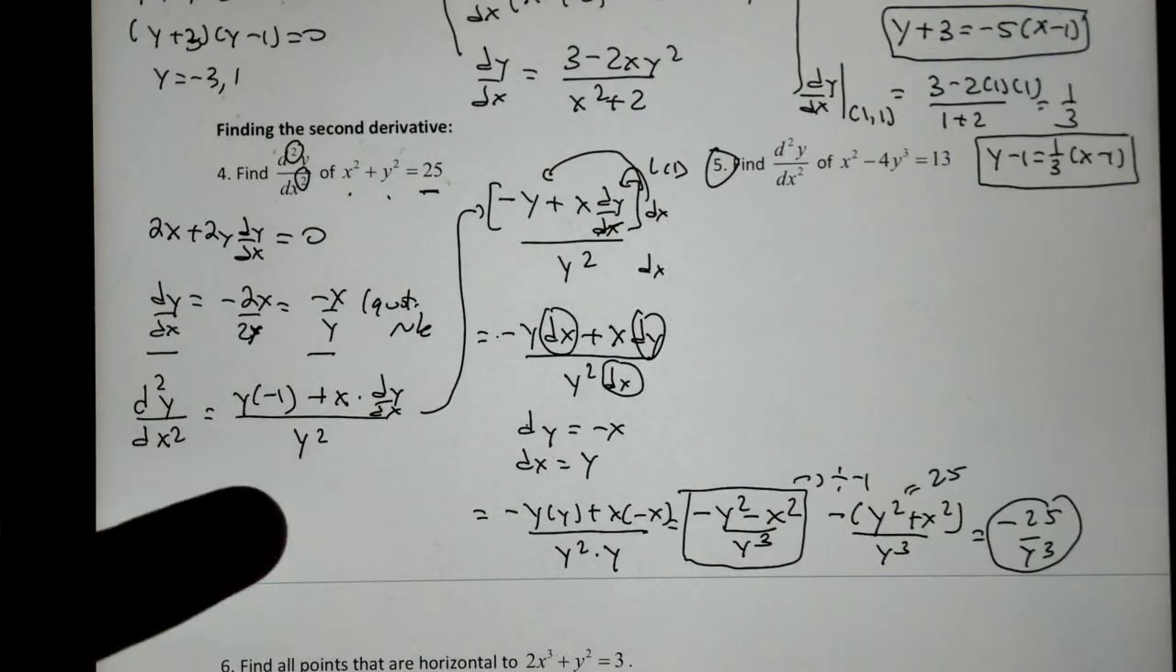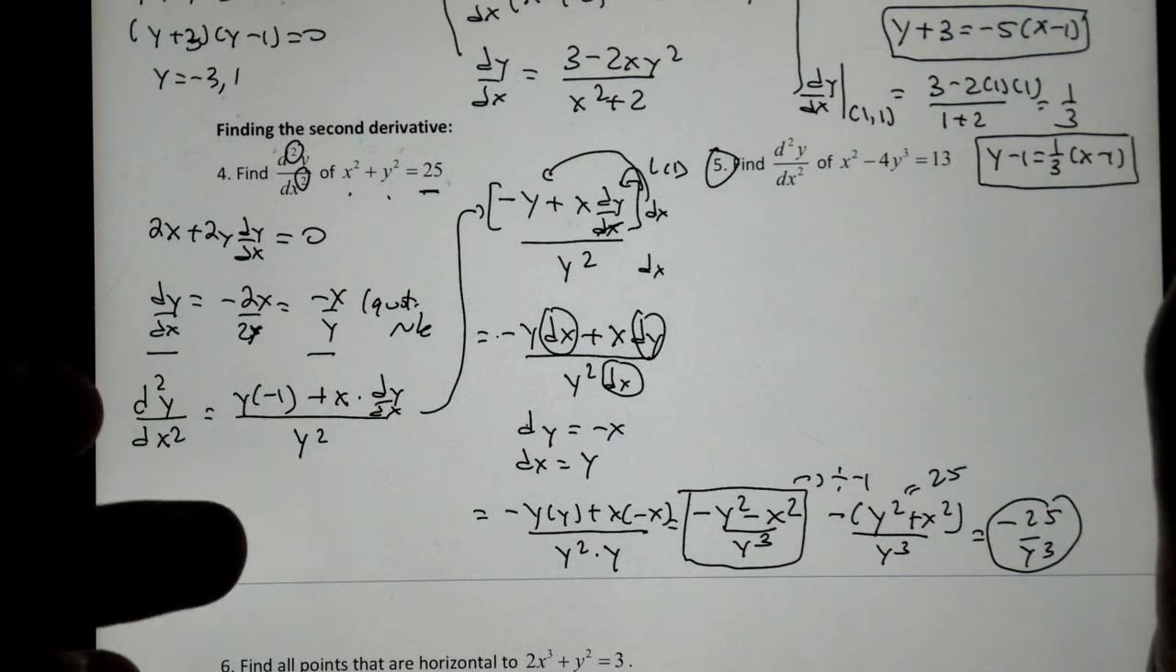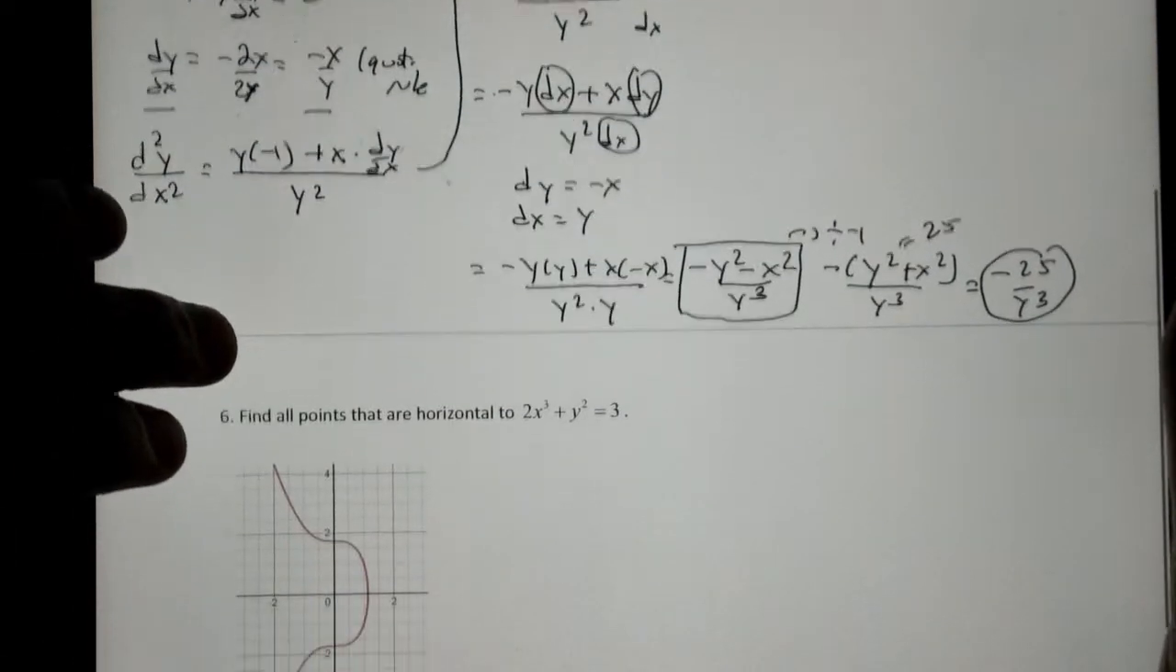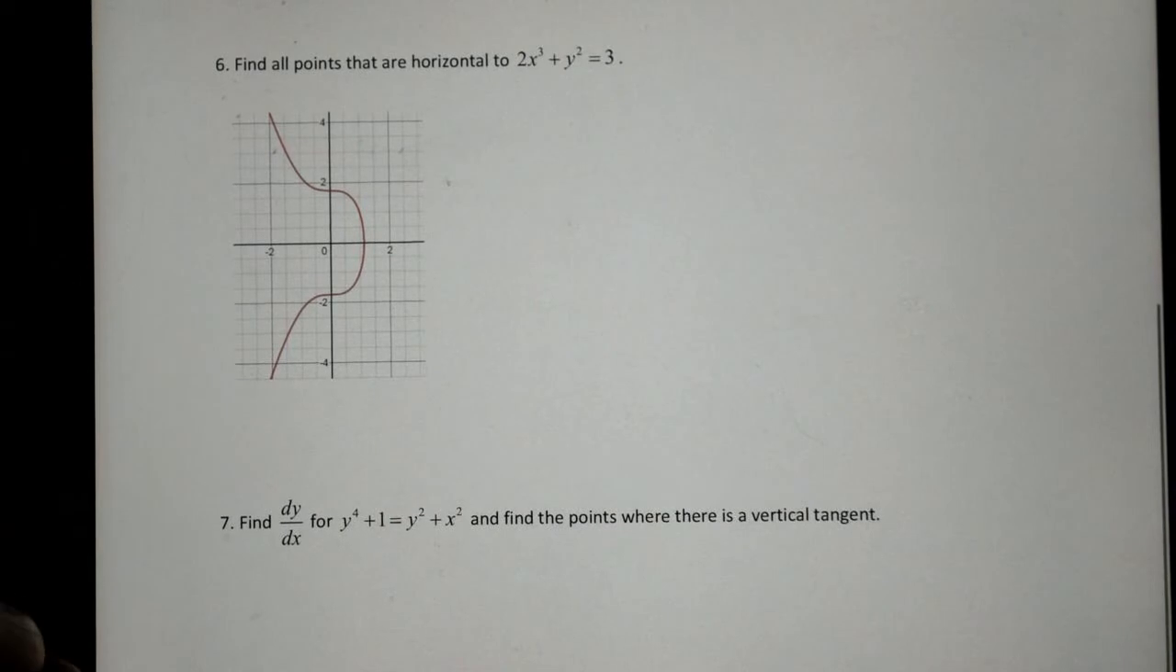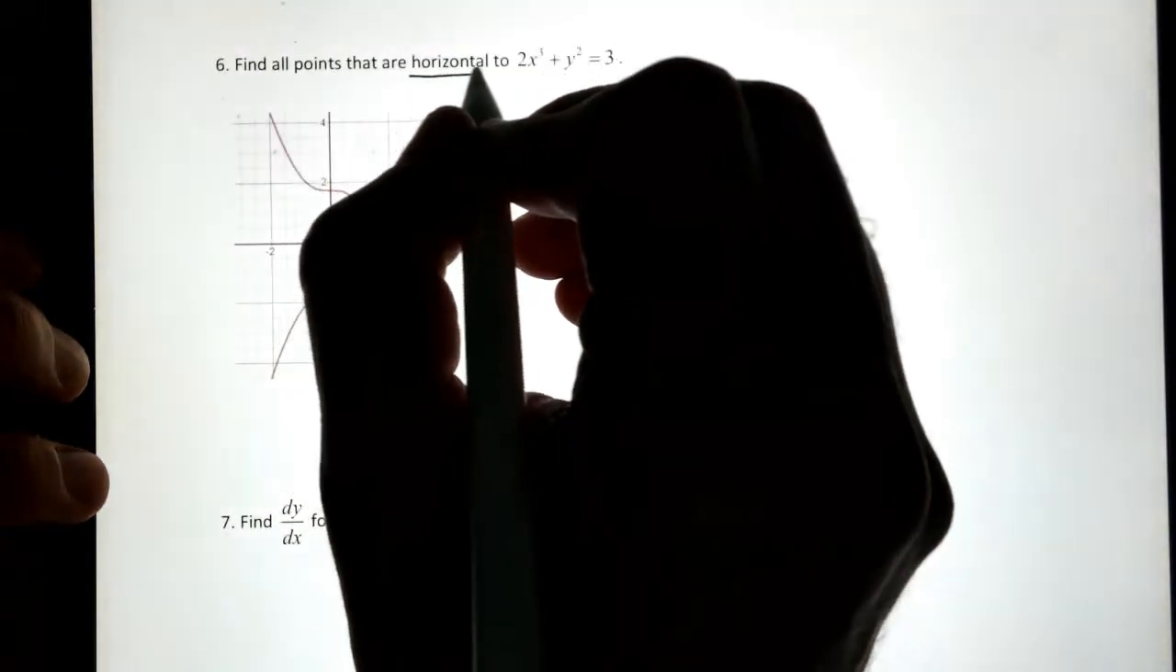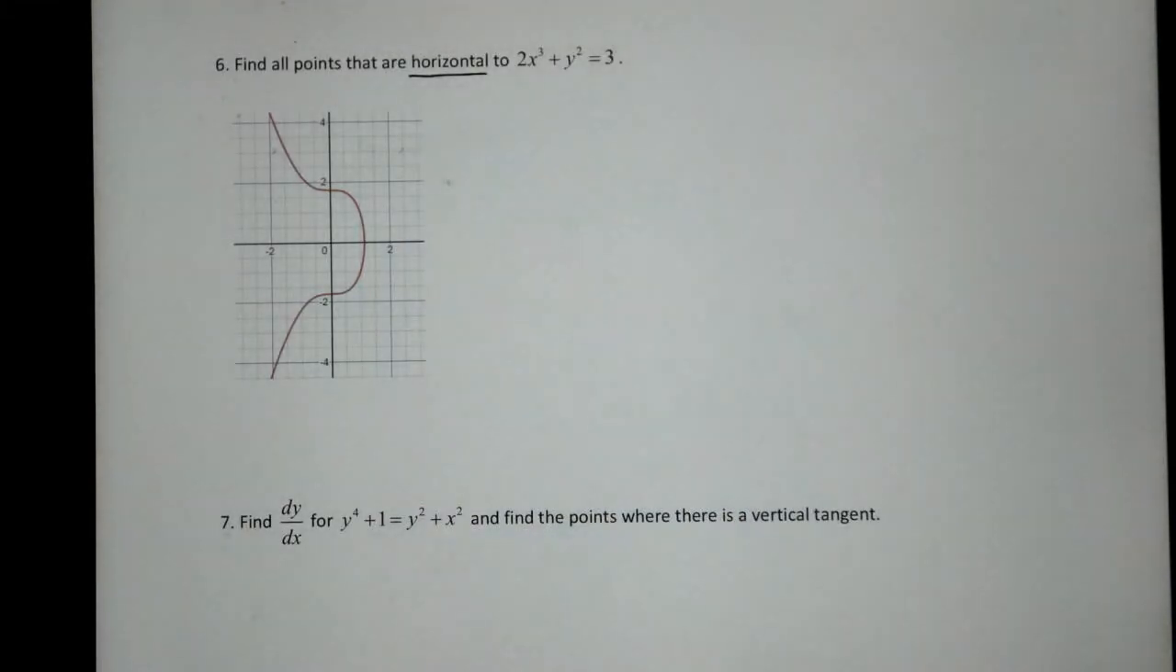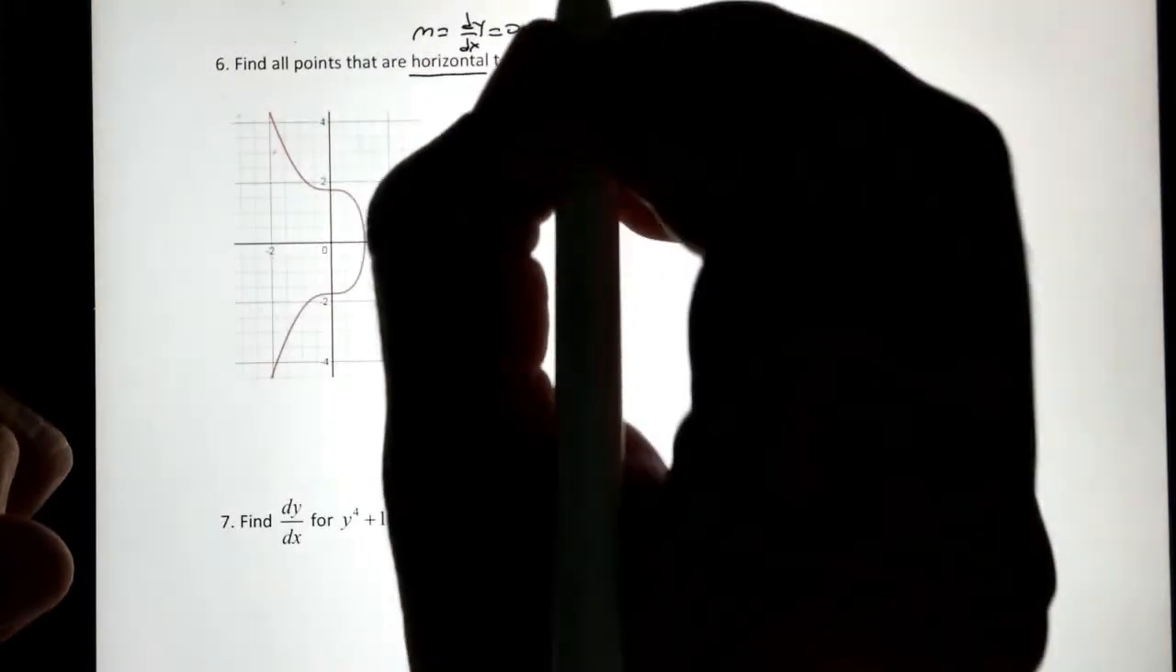Try number 5. I'm going to move on to the next note. We want to find all points that are horizontal. All right. What's so nice about implicits is the dy/dx. So horizontal is telling us that our slope, which is the derivative, has to equal 0.